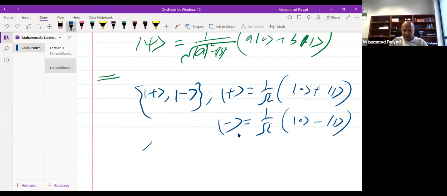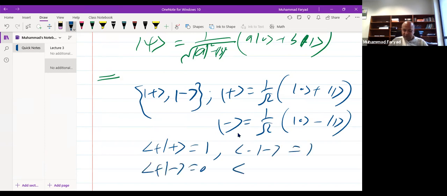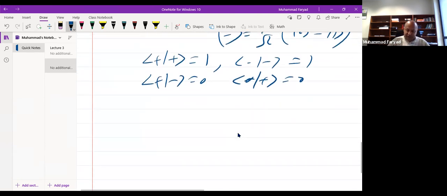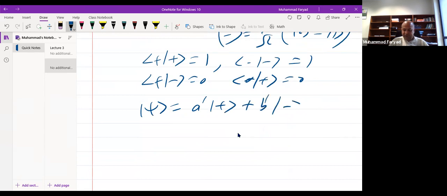And you can verify yourself that plus with plus is 1, minus with minus is 1, and plus with minus is 0, and minus with plus is 0 as well. So they also form an orthonormal basis, and any vector psi can also be expressed as some linear combination of these states. Okay, and we can easily find these A prime, B prime.